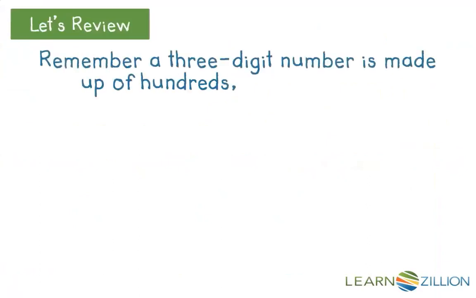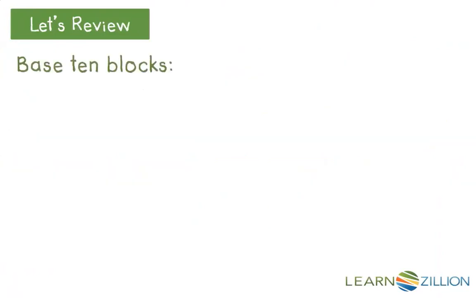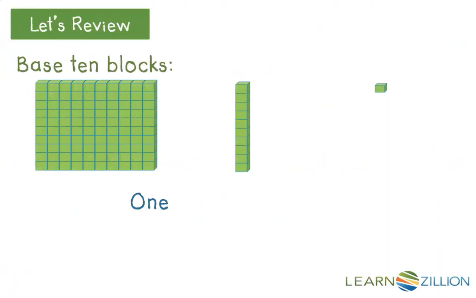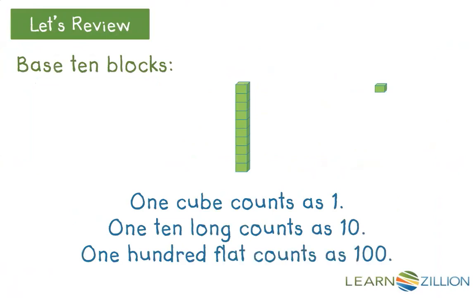So remember that a 3-digit number is made up of hundreds, tens, and ones. Each digit's value depends on its place in the number. So the 2 in the hundreds place stands for 200, the 5 in the tens place stands for 50, and the 3 in the ones place stands for 3. Here are the base 10 blocks we'll be using. 1 cube counts as 1, 1 long counts as 10, and 1 flat counts as 100.